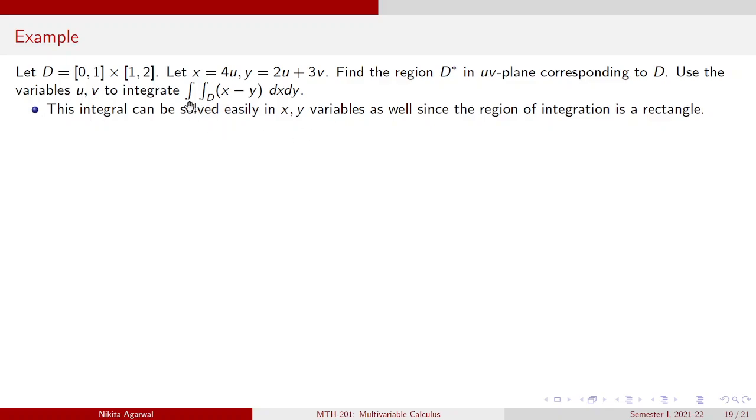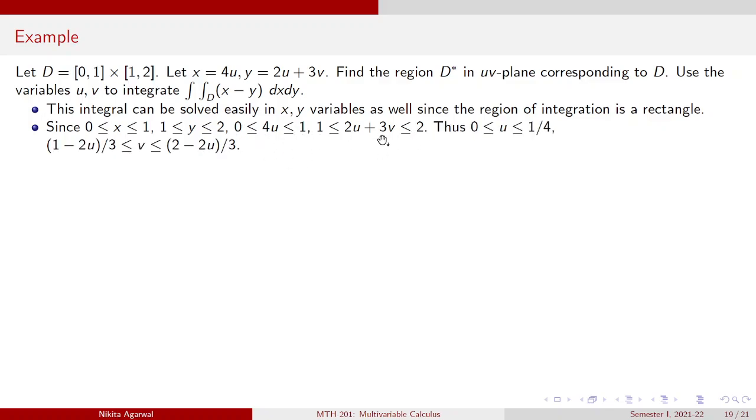So first of all, D is a rectangle, right? So it's very easy to compute this integral directly by putting in the limits. You know how to do it. But we are going to use what is asked in the question. So now x lies between 0 and 1 and y lies between 1 and 2. So you substitute for x and y from the new variables using these equations. So this is what you get: x is 4u and y is 2u plus 3v.